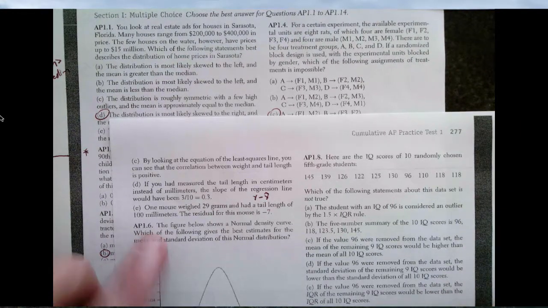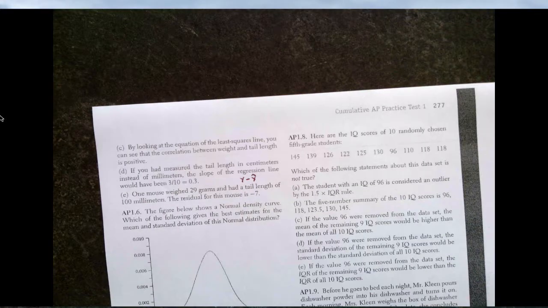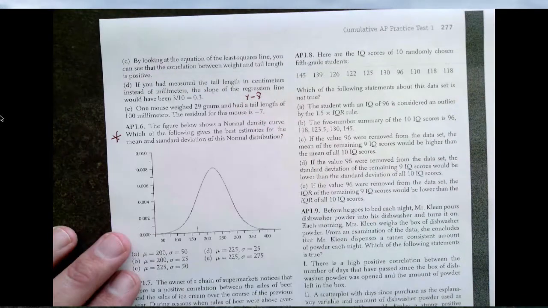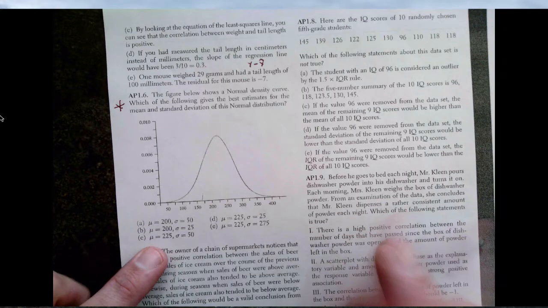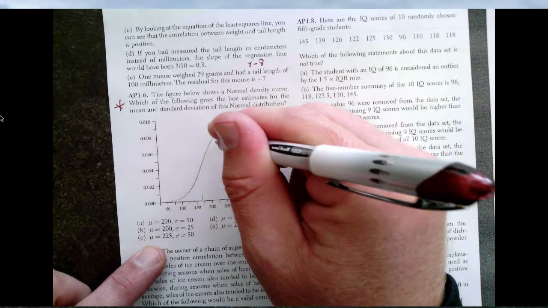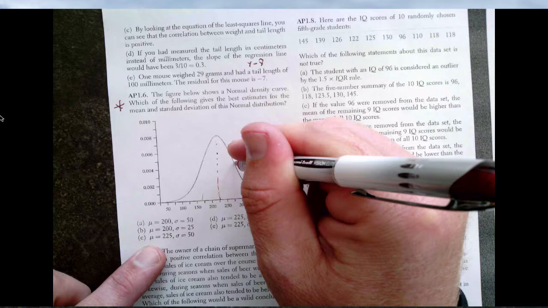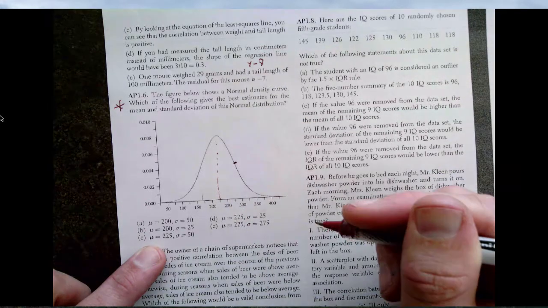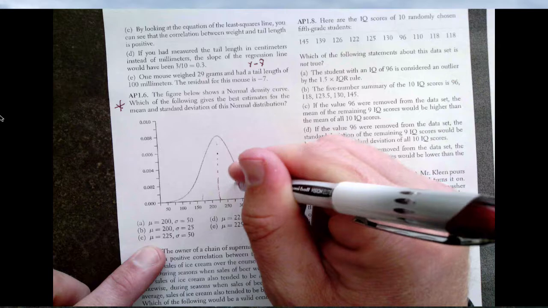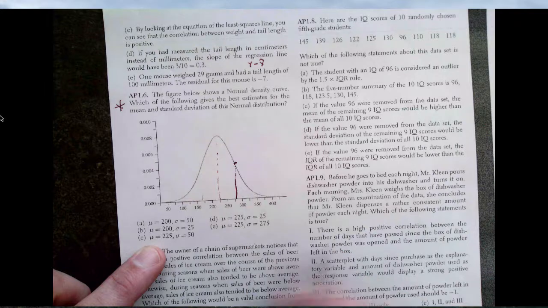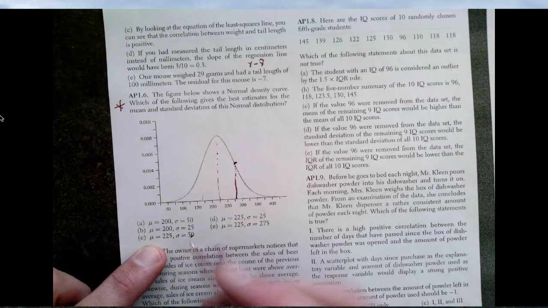All right, AP 1.6. The figure below shows a normal density curve. Okay, which of the following gives the best estimates for the mean and standard deviation? This one's pretty important. Okay, so we've had some ones that were pretty tricky just a minute ago, and what we were going to see here is that the peak, bringing it straight down, okay, is at 225, and if I'm looking where the curvature changes, okay, it's going to change about right there. Okay, and if I bring that down, okay, and I'm somewhere 225 to 275, so I'm saying it's about 50. Okay, so I'm saying this one is C.